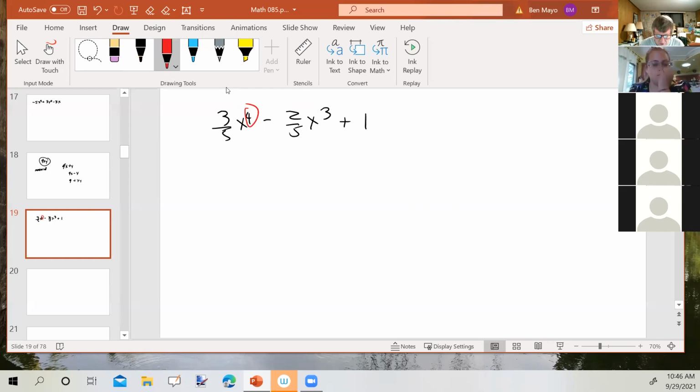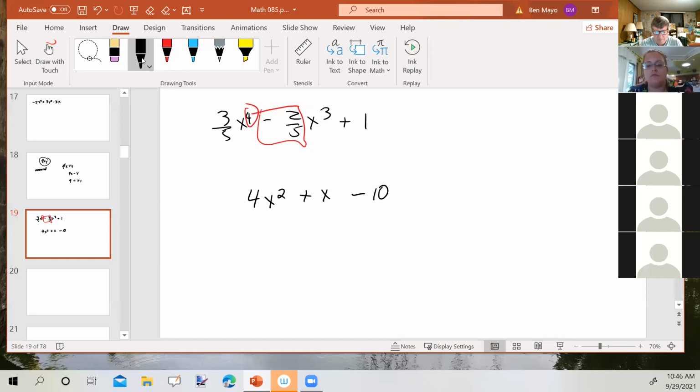What's the coefficient of the second term? Negative 2/5. Correct. Okay. 4x squared plus x minus 10. Is this a monomial, a binomial, a trinomial, or none of the above? Trinomial. What's the degree of this trinomial? 2. Excellent. Careful. What's the coefficient of the second term?